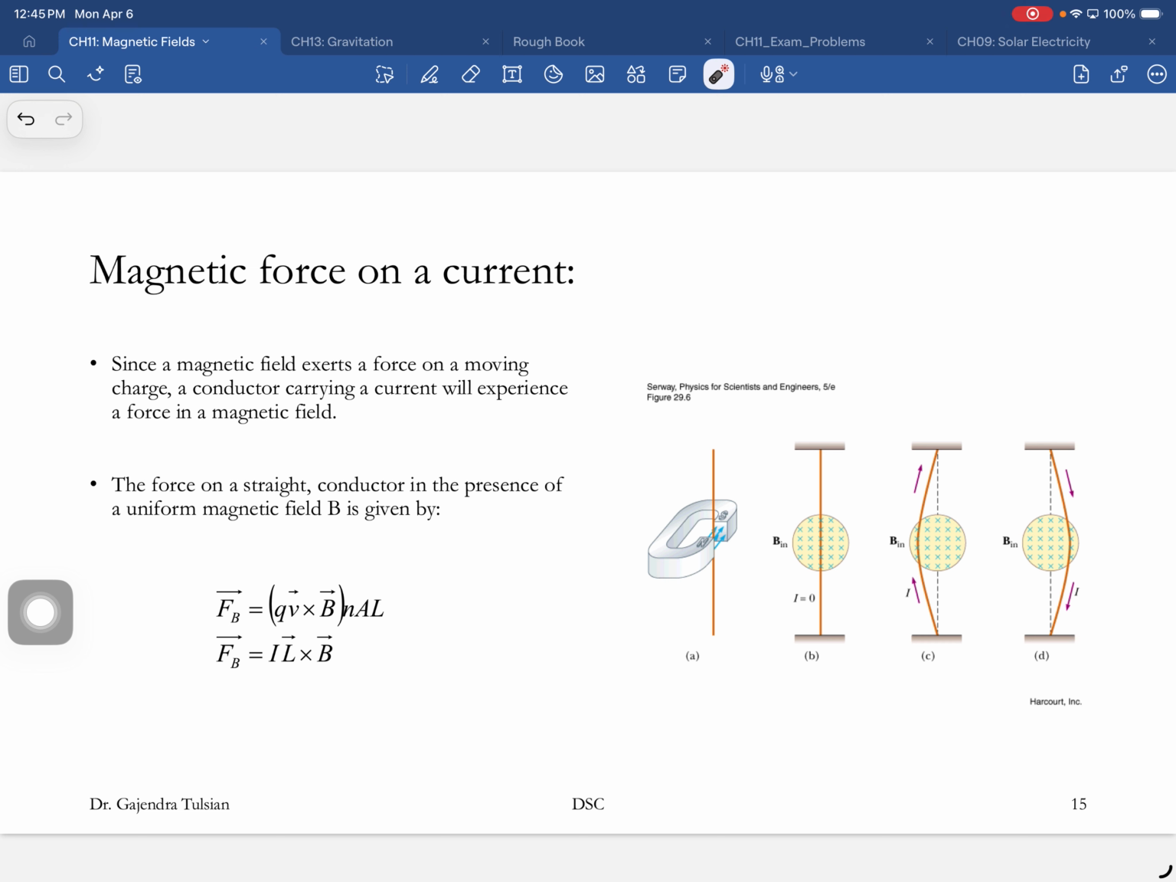Okay, so here is the force on a single moving charge. And what this tells you is that's the number of free charges, and that's the volume of the wire in the magnetic field. So that's the number of moving charges, and that's the force on each charge. So when you have a current carrying conductor, it will feel a force like that.